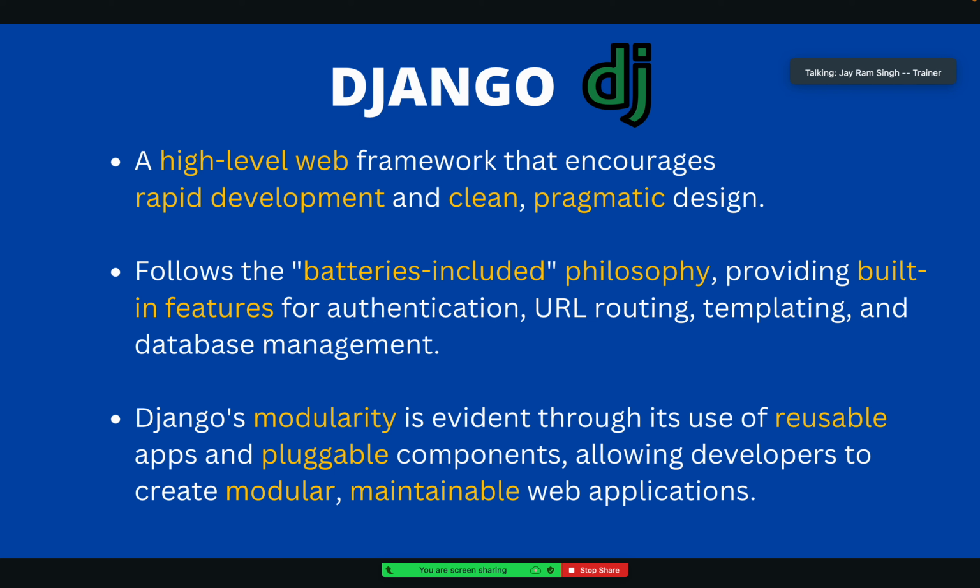Django's modularity is evident through its use of reusable apps and pluggable components, allowing developers to create modular, maintainable web applications. Here, pluggable components means, suppose your application is already running. One Django web application has been created. After 6 months, you need to add one more component. There is not going to be any big change. You will create that component, make a change in just 2 or 3 places, and it will start to work. You can plug and unplug easily, and reuse apps. Interesting?